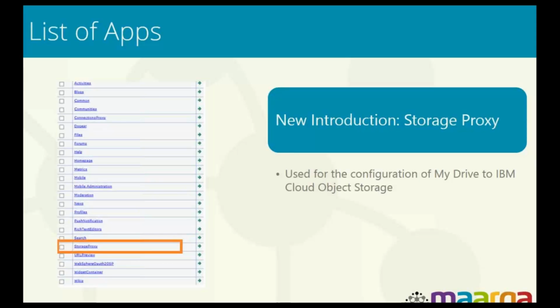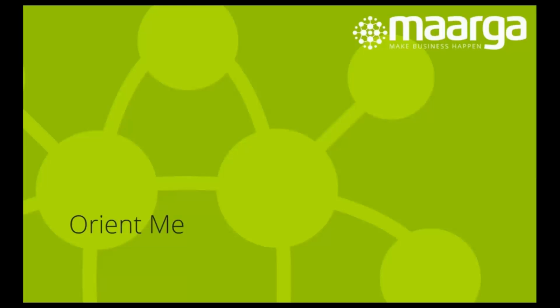This application has a specific purpose of linking your files. In version 6.0, it is renamed to My Drive because it also comes bundled with certain other features that we'll talk about in the slides following. It gives you an option to use the Connections Cloud Object Storage if you wish. This could save a lot of storage space in the organization. And then comes the Orient Me, and I hand it over to Sam.